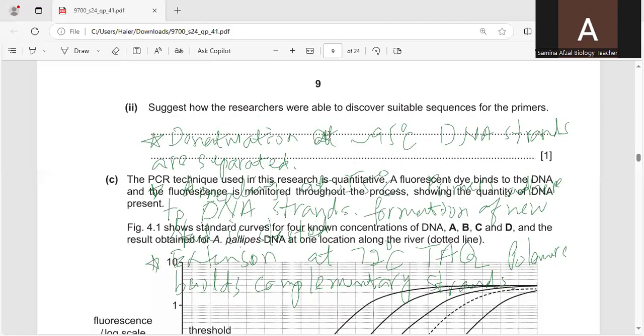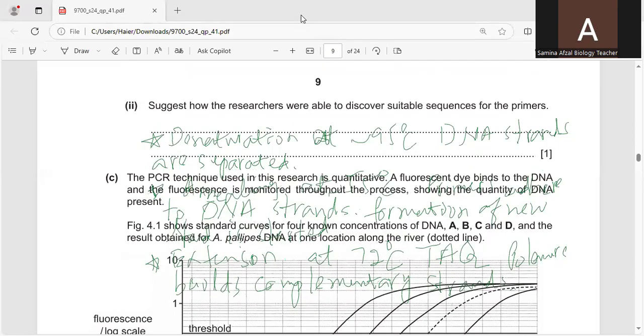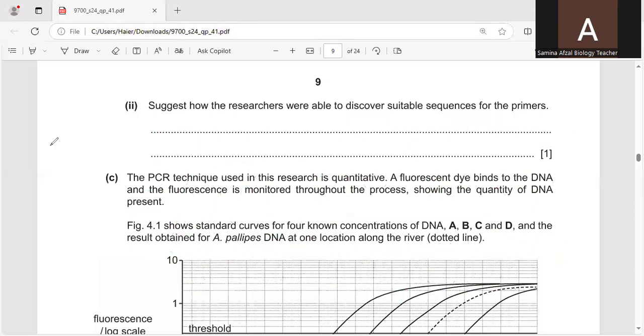The next question is: suggest how the researchers were able to discover a suitable sequence for the primer. With the help of bioinformatics, they used databases to come to know about the suitable sequence of the primers.